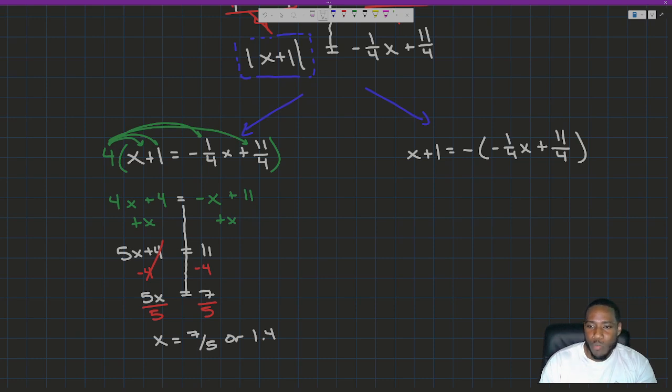Okay. Over here on the right, let's handle this distribution first. Negative of 1/4 x is just negative 1/4 x, and the negative of 11 over 4 is negative 11 over 4. Now we're going to use that same multiplication trick to make our life a little bit easier. Multiply everything by 4. Do the distribution, and you end up with 4x plus 4 is equal to x minus 11.